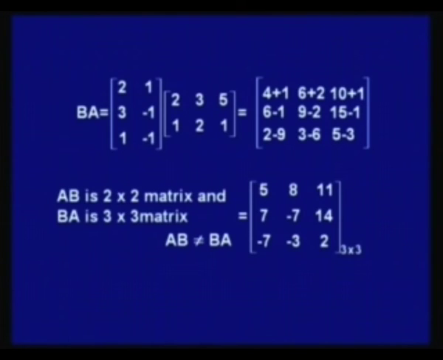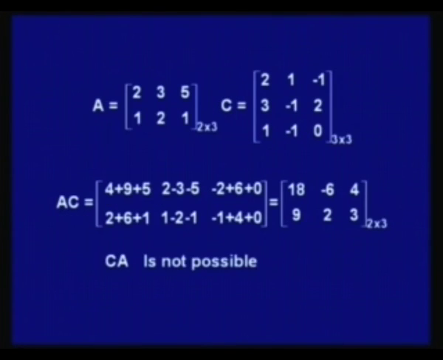So, AB is not the same as BA, and this means that while addition of matrices is commutative, multiplication of matrices is not commutative. In another example, if I consider A as a 2 by 3 matrix and C as a 3 by 3 matrix, then the product AC will be a 2 by 3 matrix, obtained as this.